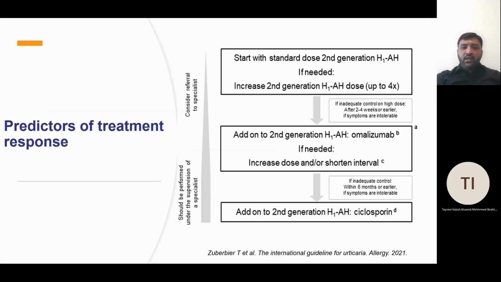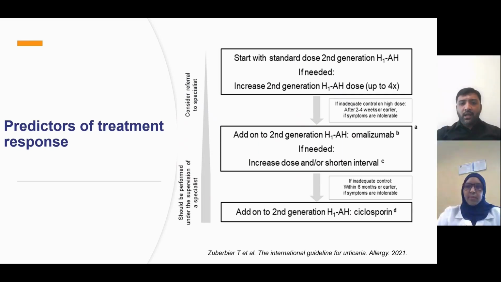So Tayseer, can you tell us what biomarkers have been used to assess the response to guideline recommended treatments and how to differentiate the response in the 2 endotypes?